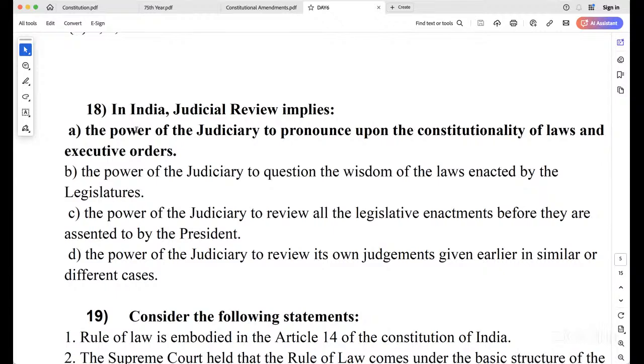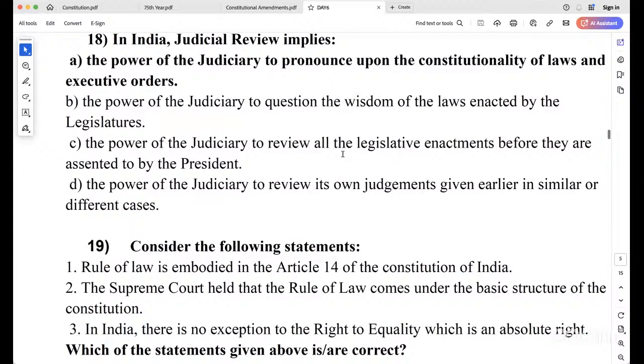Okay? Can this come? The power of the judiciary to review all the legislative enactments before they are assented to by the president? See, once the law is passed in Lok Sabha, but it is not even assented by the president, before that itself, they went to the Supreme Court against that law. Then the Supreme Court said, it is just in a bill stage. It is yet to become an act. Then we can check whether it is constitutional or unconstitutional. So before that, the judiciary never comes into picture.